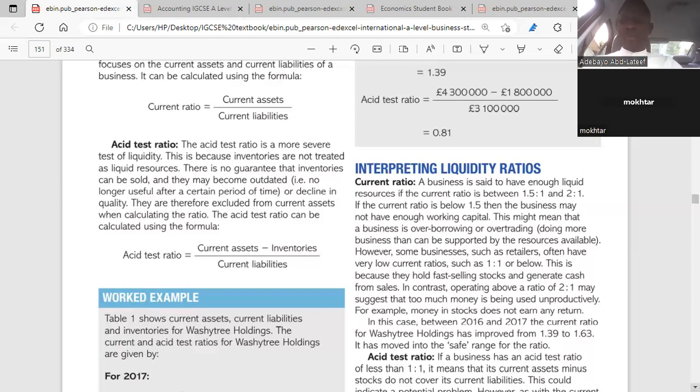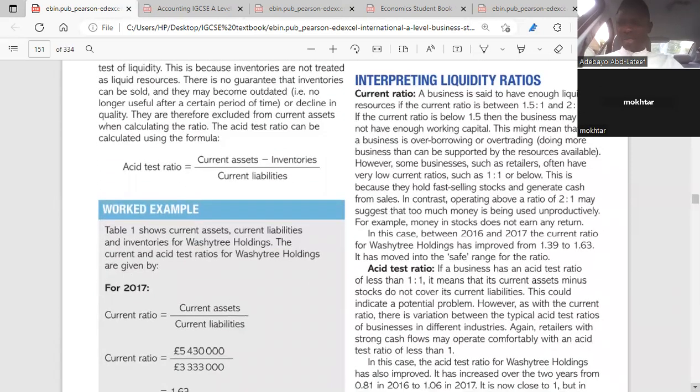Yeah. We're talking about the interpretation. Between 1.5 to 2, it means that the company is doing well. It can pay up its short-term debt within that period of time. But if it is below such amount, it means that the business does not have enough capital, working capital.